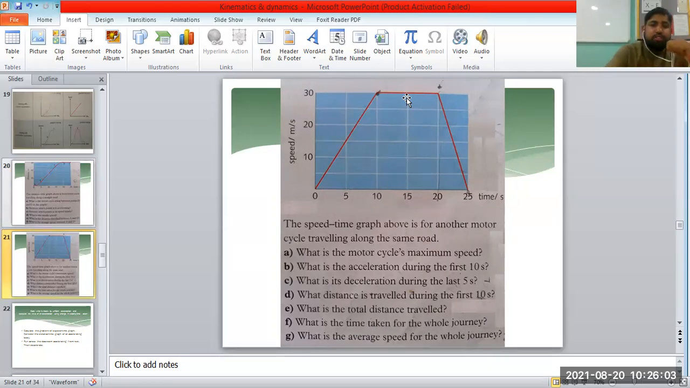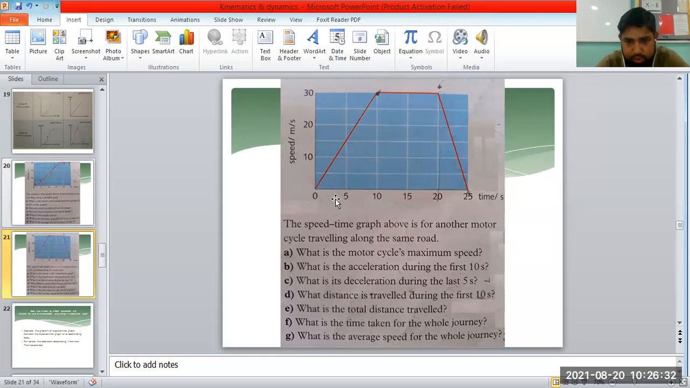What is the acceleration during the first 10 seconds? So you can find the gradient from this graph for the first 10 seconds, that is 30 minus 0 upon 10. So that will be 3 meters per second squared of acceleration for the first 10 seconds. So you can find the gradient yourself. That will be 3 meters per second squared.